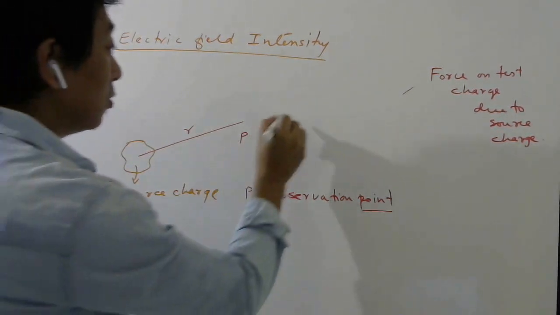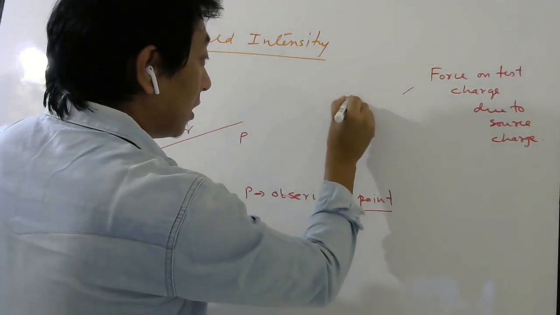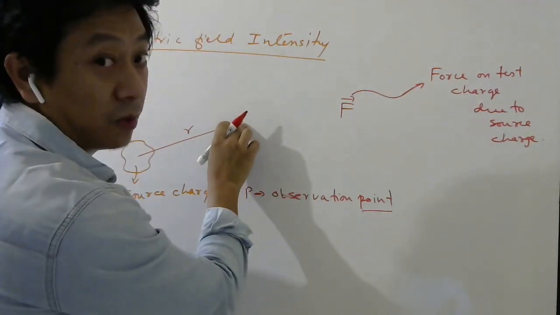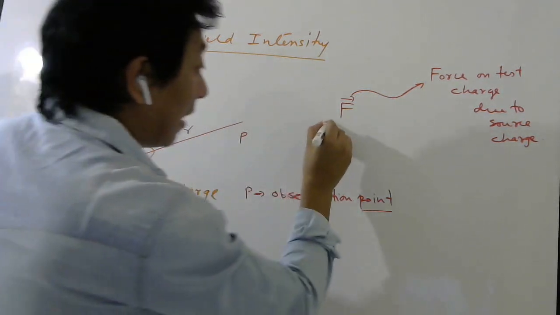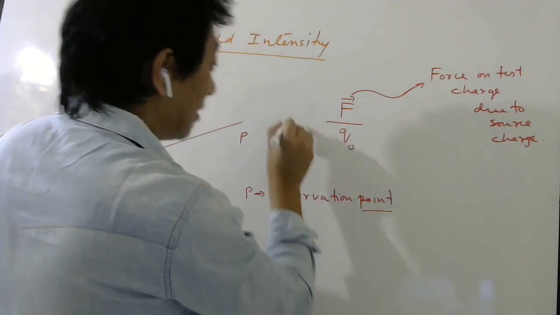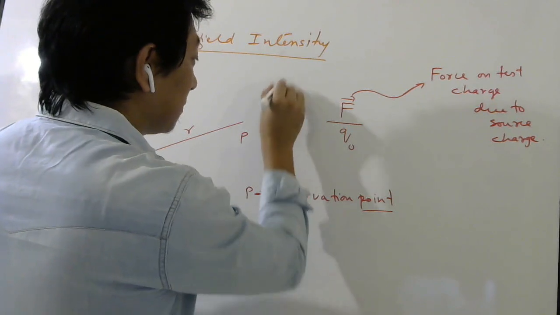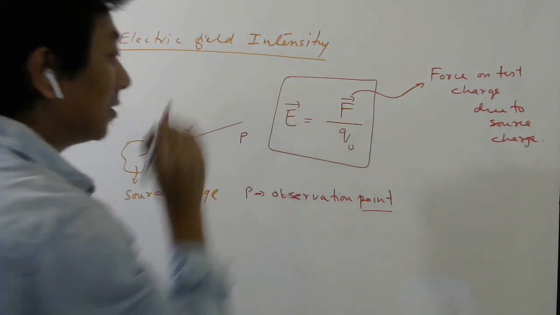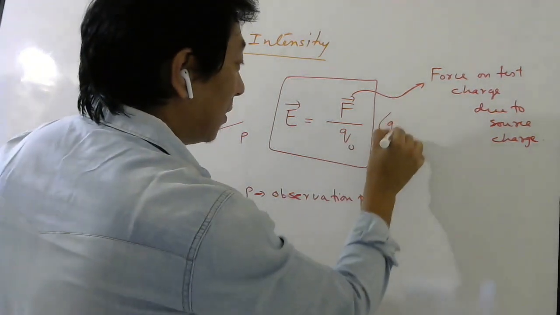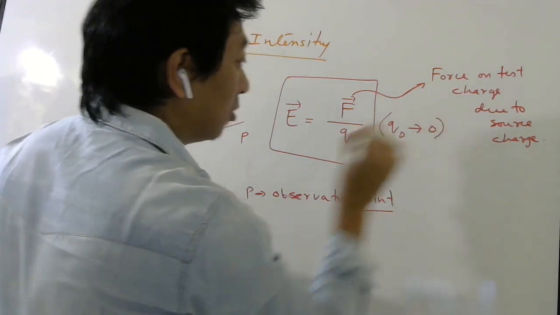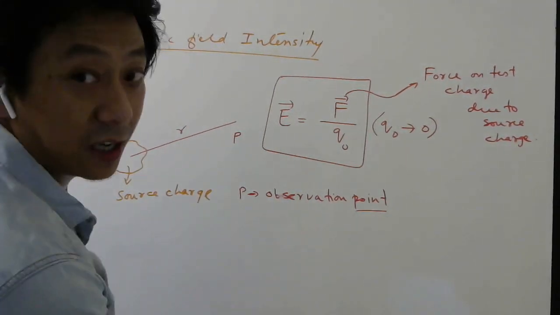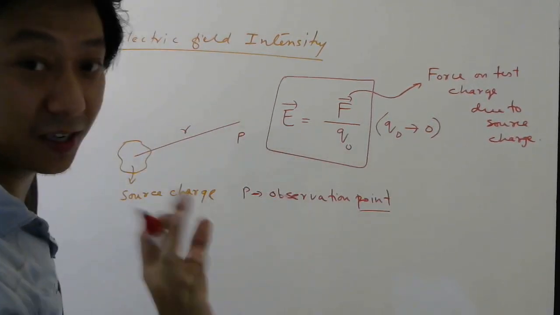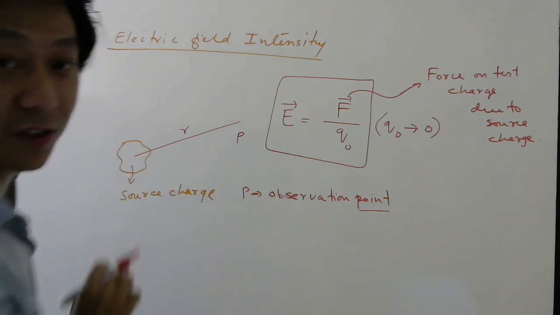Okay. So we measure the force on a test charge which is extremely small, and then we divide by the test charge. And what I told, this test charge should be extremely small. So I hope you understood why the test charge value should be extremely small, so that it doesn't affect the distribution of source charge.